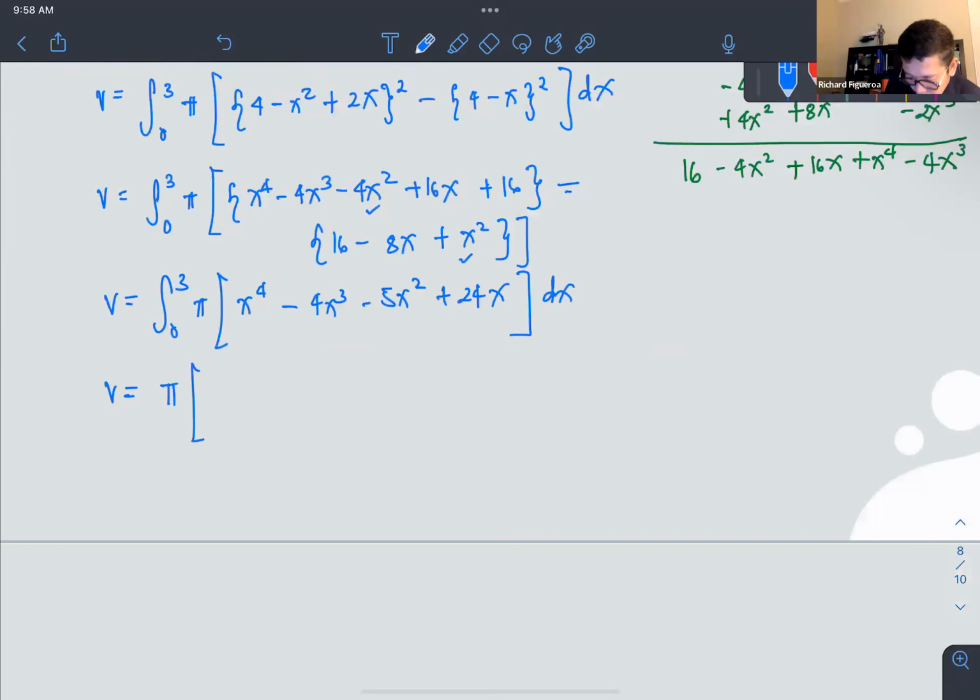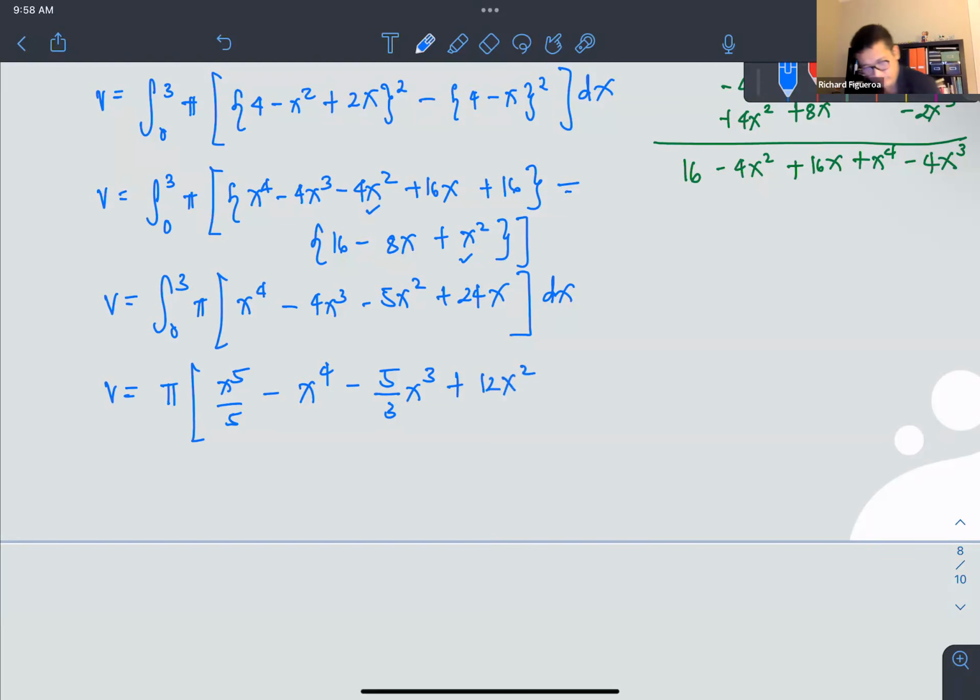So we integrate this time. So pi integral of x to the 4th, x to the 5th over 5 minus 4x cubed. So x to the 4th over 4. So cancel yung 4. So x to the 4th na lang yan. Minus 5 over 3x cubed. Then plus 12x squared. Tama? So x to the 4th, 4x cubed, 5x squared, 24x. And then we substitute 0 to 3.